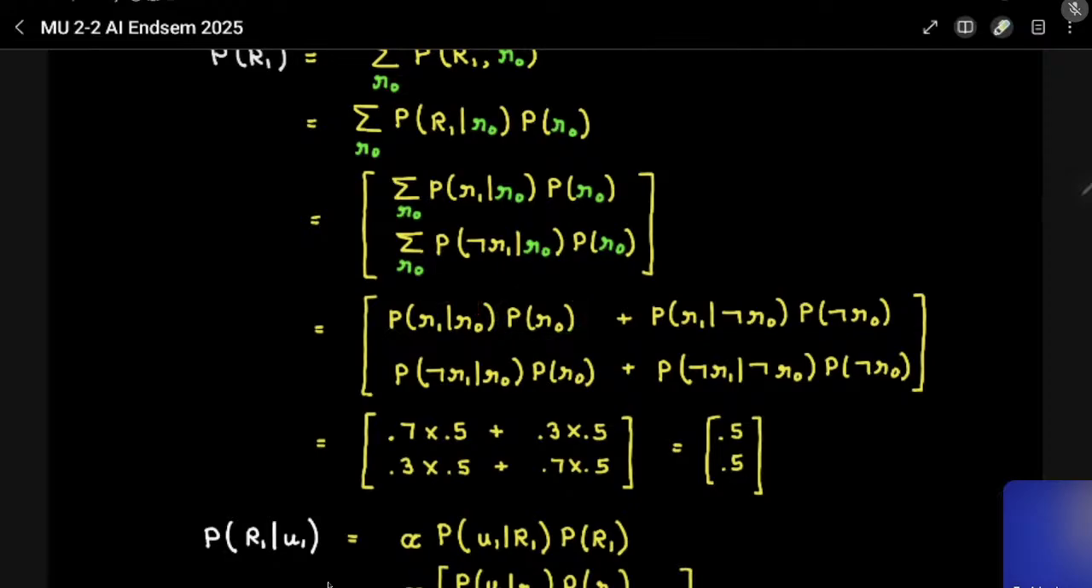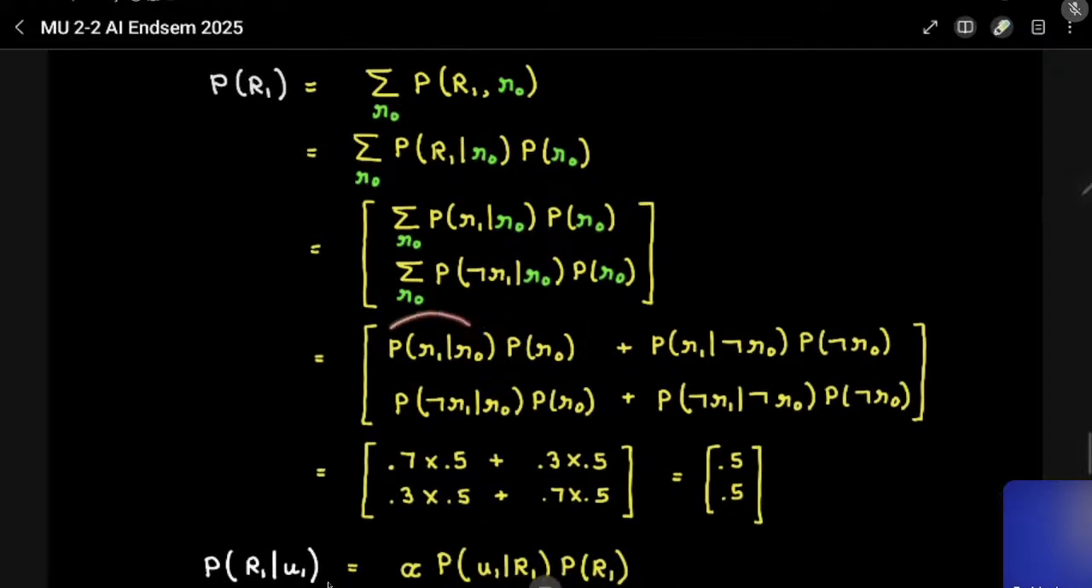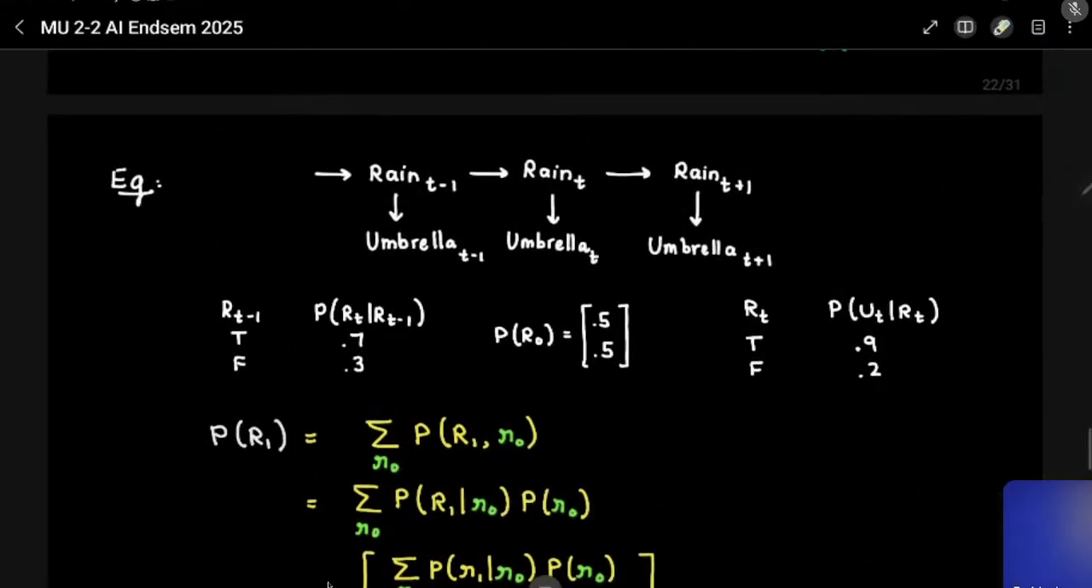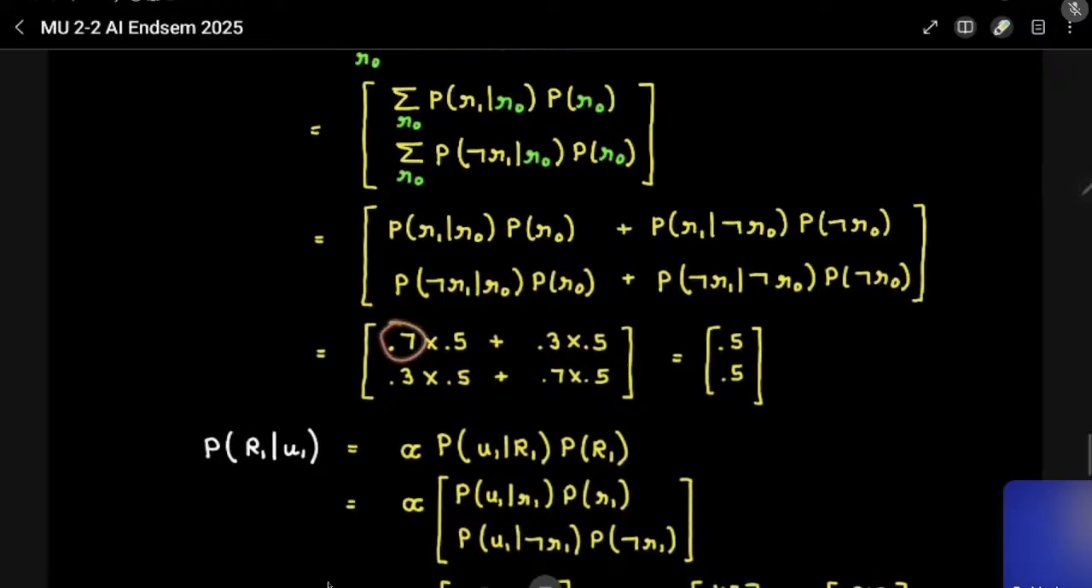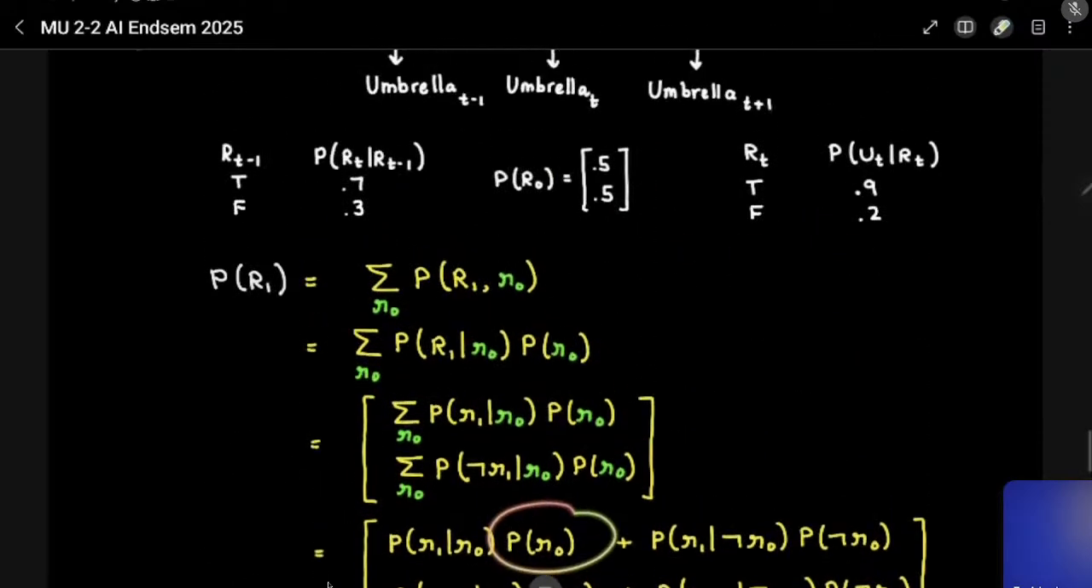Let's look at how I got the numbers. So the probability that R1 given R0. R1 given R0 means R0 is true, R0 is true is given. So if R0 is true is given, then what is the probability of R1 given R0? So basically 0.7. So that's how I got 0.7 here. And the probability of R0 true is given here.